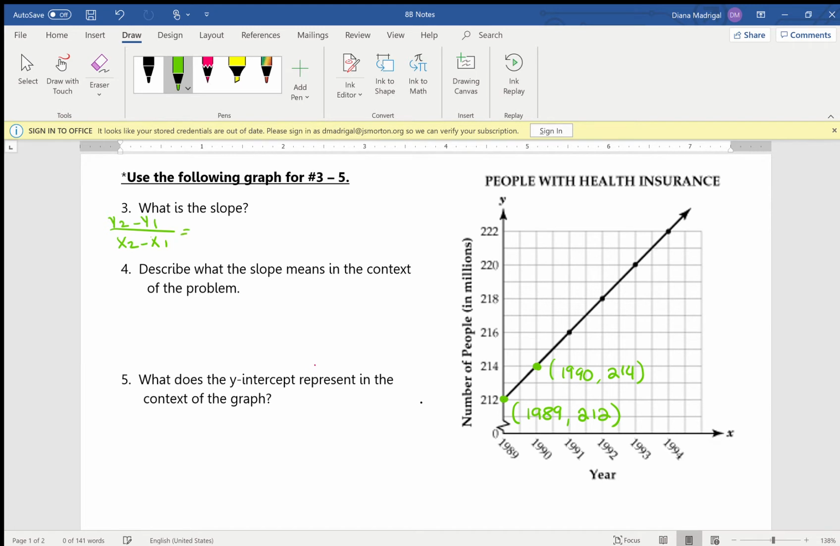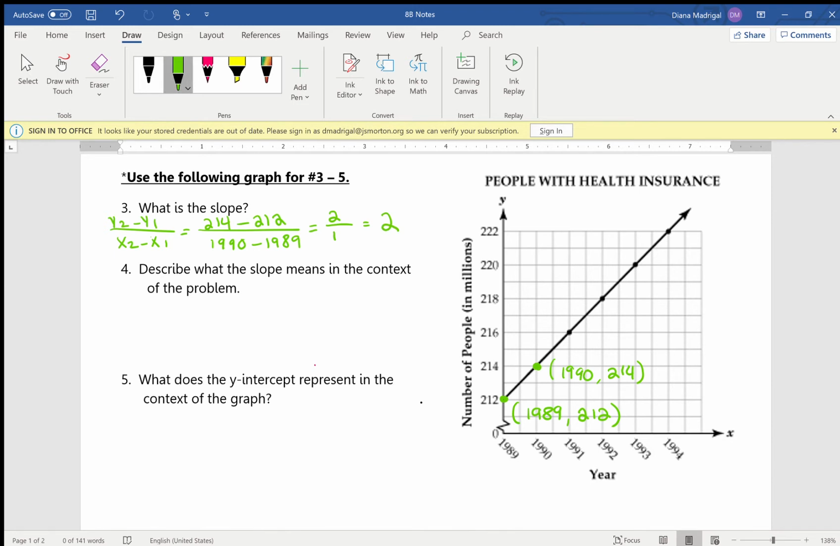My y2 for this one is going to be 214 minus 212 over 1990 minus 1989. 214 minus 212 gives me 2, and 1990 minus 1989 gives me 1. That means that 2 over 1 gives me 2. My slope for this is 2.